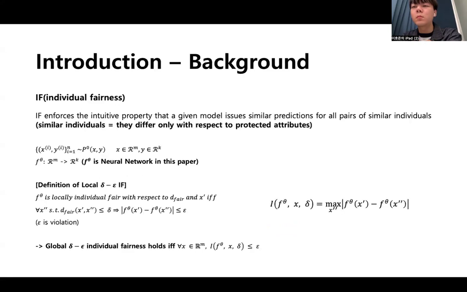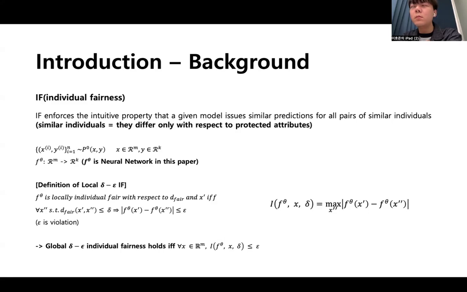Before understanding the paper, we need to first understand individual fairness. Enforcing individual fairness in a model means ensuring that a given AI model outputs similar prediction results for similar individual data samples. Individual fairness can be categorized into three types: local, distributional, and global.